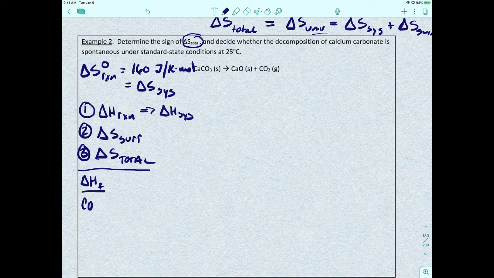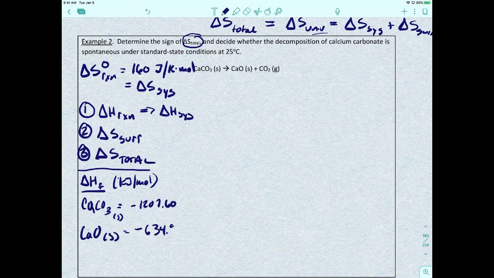So we have calcium carbonate. That value for a solid is negative 1207.6. These are all kilojoules per mole, by the way. For calcium oxide, looking up these values again, this would give you a negative 634.9. And then for CO2 gas, that value is negative 393.5.